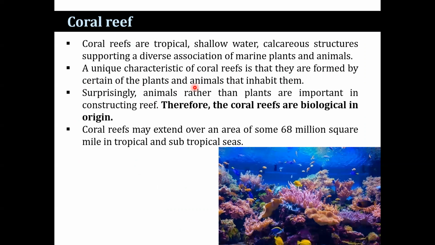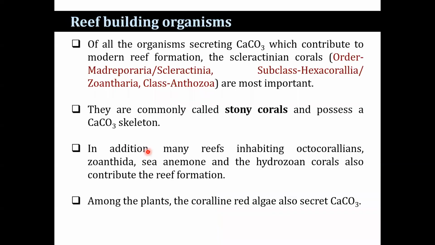Therefore, the coral reefs are biological in origin, and coral reefs may extend over an area of some 68 million square miles in tropical and subtropical seas. Coral reefs are also known as the rainforest of the ocean. And what are the reef building organisms?